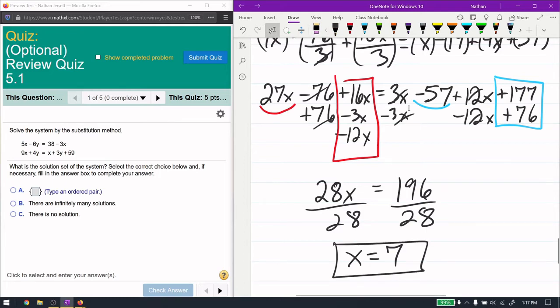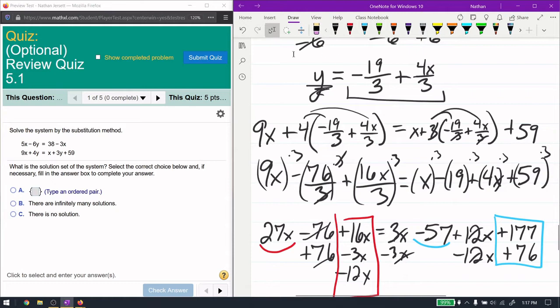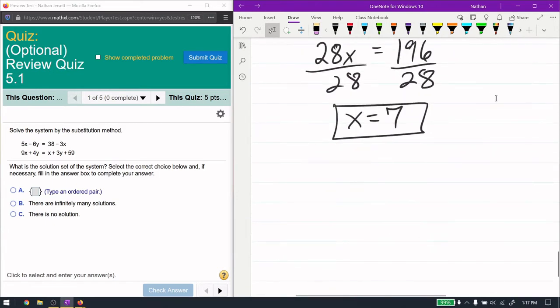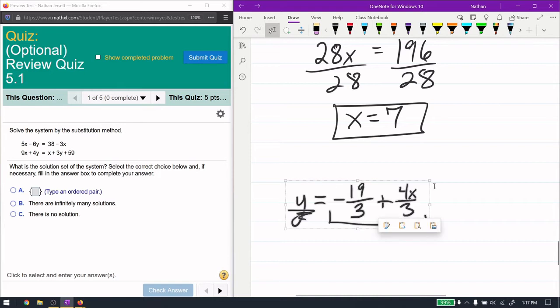What does y equal? Go back up, and we know that y equals negative 19 over 3 plus 4 times x over 3. Copy that and bring it down here. Well, I just found what x is, so let's just plug that in.